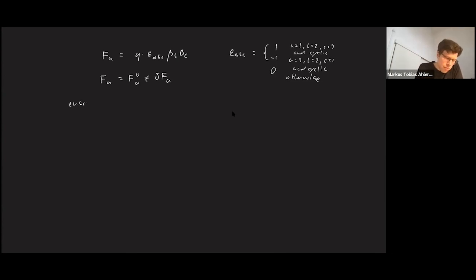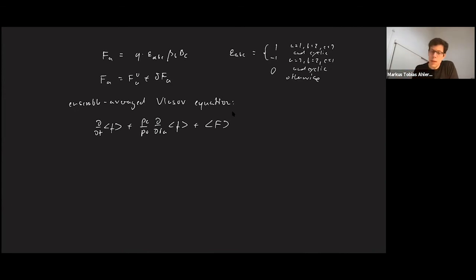So now, maybe in the last minute that I have, I can look at the ensemble averaged Vlasov equation. And the ensemble averaged Vlasov equation is going to look as follows. I have here the partial time derivative of the ensemble average of F. Then I have the spatial derivative of the ensemble average. And I have the average component of the Lorentz force, which only depends on the regular magnetic field. And this multiplies here again the ensemble average.